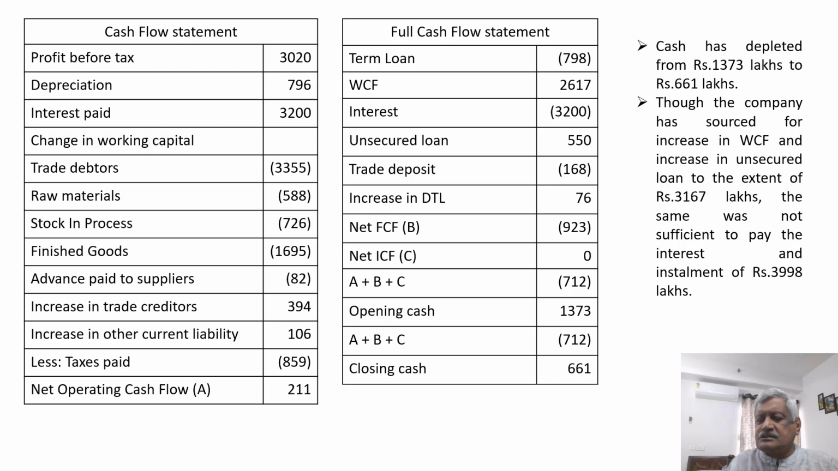Though the company has sourced an increase in working capital finance and an increase in unsecured loan to the extent of 3167 lakhs, that is 2617 plus 550 lakhs, the same was not sufficient to pay the interest and installment of 3998 lakhs. That means 798 plus 3200. The interest plus installment was 3998 lakhs, whereas the additional cash flow was only to the extent of 3167 lakhs.